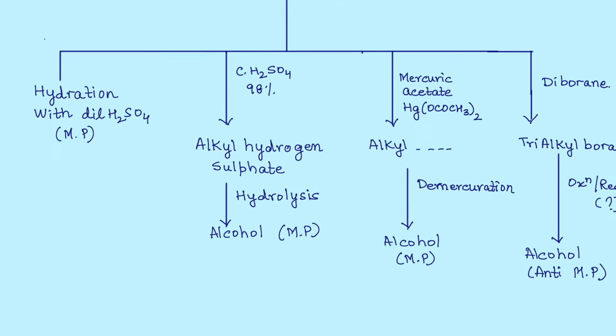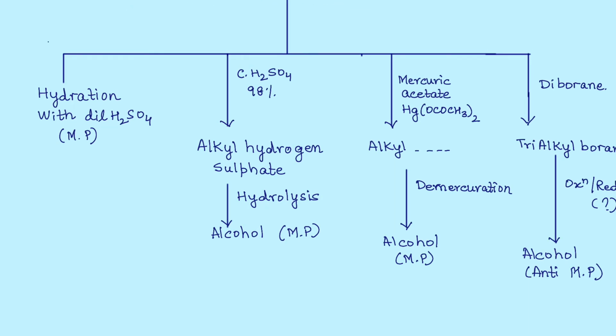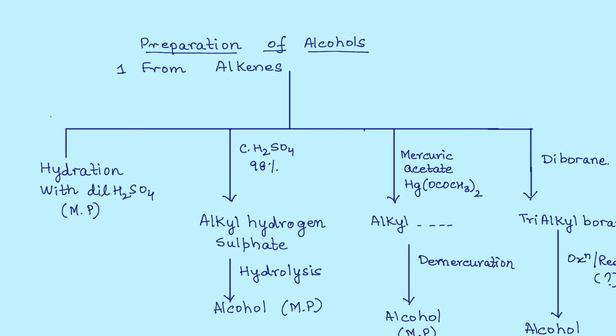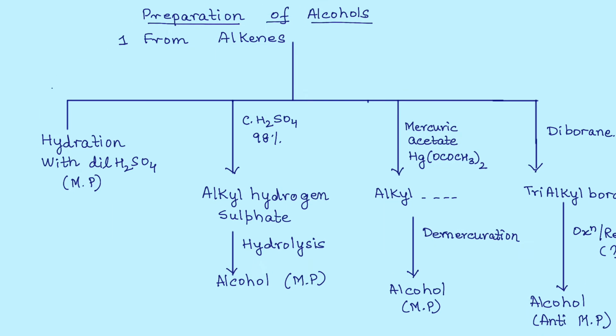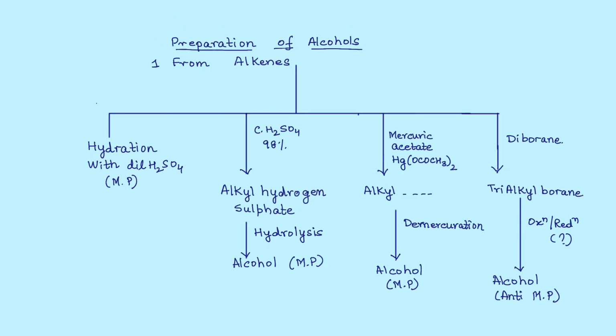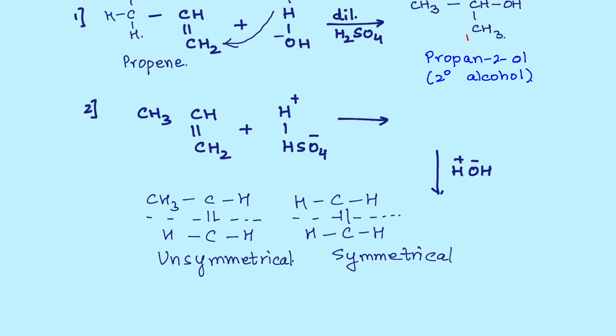Now the second one says that the preparation of alcohol involves the treatment of the alkene with concentrated H2SO4, that is 98% concentrated H2SO4, which gives us the alkyl hydrogen sulfate. This on hydrolysis gives us again the alcohol based on Markovnikov rule. So let's write the reaction.